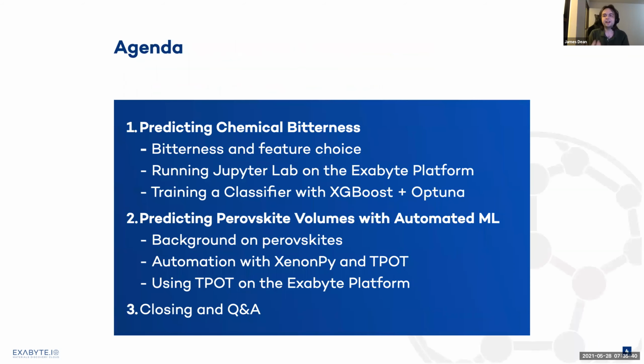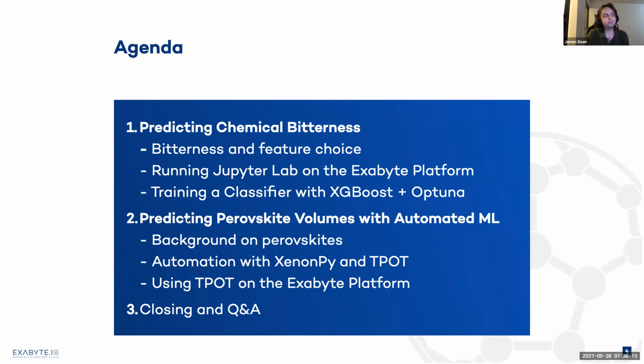All right, and then at a high level, what we're going to be doing today, it's going to be a little bit bittersweet. I don't think that Perovskites are sweet though, so I guess that doesn't work. We're going to start out by trying to predict the bitterness of a chemical based on just knowing its SMILES string, so whether it's bitter or not. We'll be doing a little bit of discussion at first over what features we're choosing. Then we'll talk about how to run Jupyter Lab on the Exabyte platform to do some machine learning or prototyping. And then finally, we'll use XGBoost and Optuna to train a classifier.